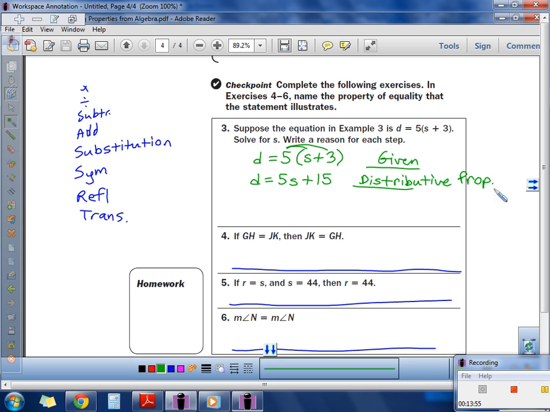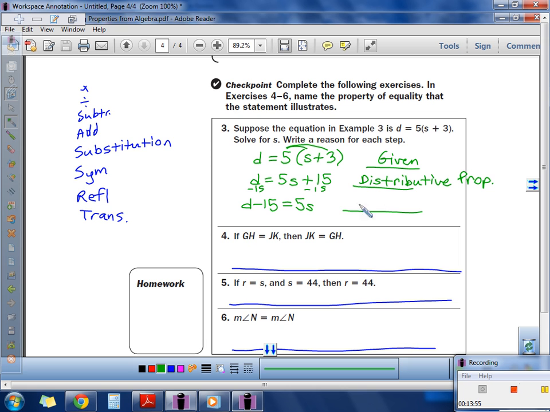Next, I'm trying to get S alone, so I've got to get rid of the 5 and the 15, meaning I need to move them to the other side. Which term should I move to the other side first? I move the 15 first because it's already separated from the s, and it's easy to move just a plain number. So subtract 15 from each side. I'll write it real small. So now it's d minus 15 equals 5s.